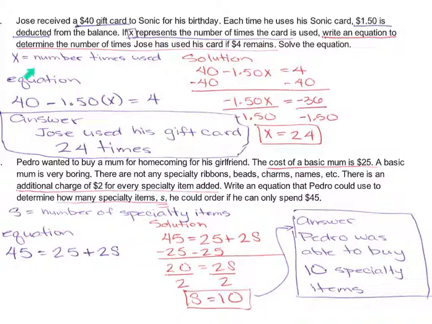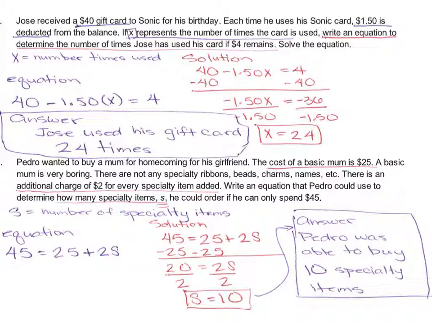So we know that X, that variable right there, is our number of times used. To set up this equation, we know that he has $40 to start with, and then $1.50 is deducted, so that would be minus $1.50 times X, the number of times used, and whatever that is, that should equal $4, which is the balance he has left on his card.